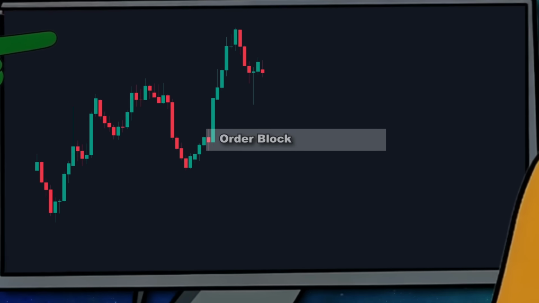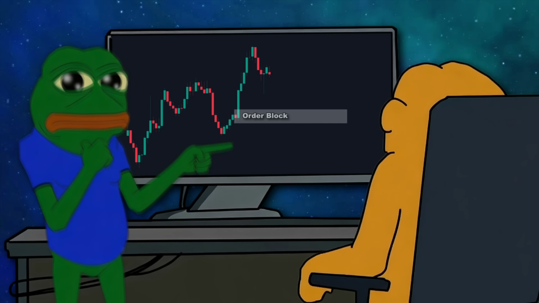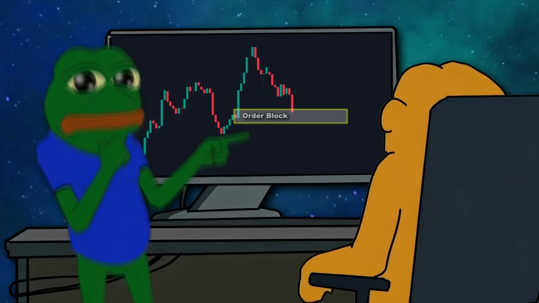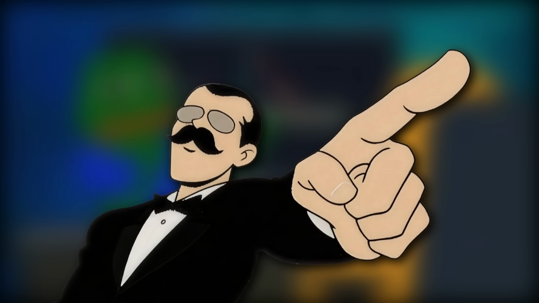Order blocks. Everyone's talking about them. "Bro, just wait for the order block." "Price tap the OB, easy 5R." "Institutions are buying here." But here's the uncomfortable truth.